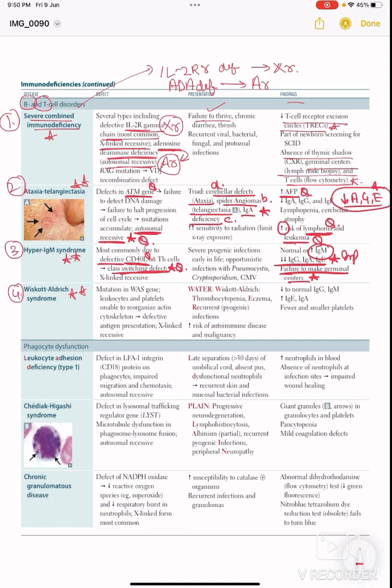Okay, so what is the presentation? Presentation is pneumocystis pneumonia, cryptosporidium, and CMV infection, meaning opportunistic infections. Important part is CD40 ligand and class switching.